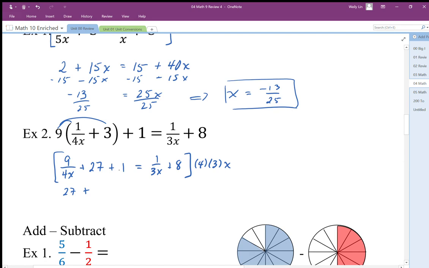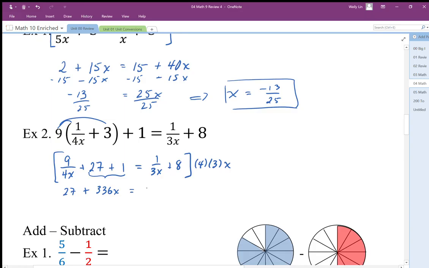Here I'm just going to group this together. So this is going to be 28 times 12. Okay, so 28 times 12. What does that work out to be? So 28 times 12 gives us 336 x's. So that's a lot of x's there. 336x.